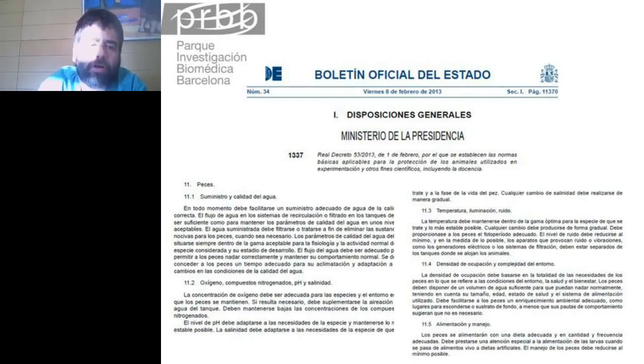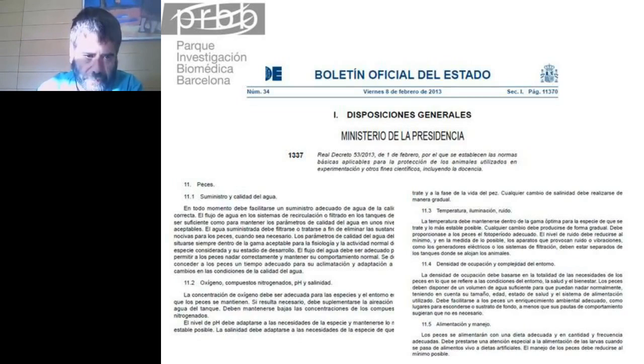I will translate it for you, but it says something like the fish should be fine, so nothing in particular. You must give the proper water, the proper oxygen, the water temperature, these kinds of things. But nothing is really specified, and we can think that this kind of law has no sense. But it has a lot of sense, because we are talking about fish.